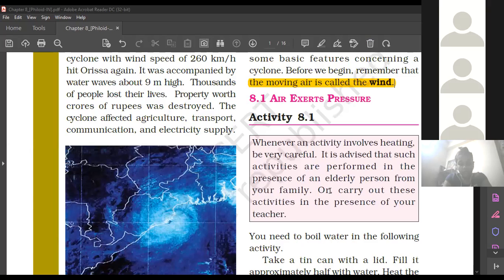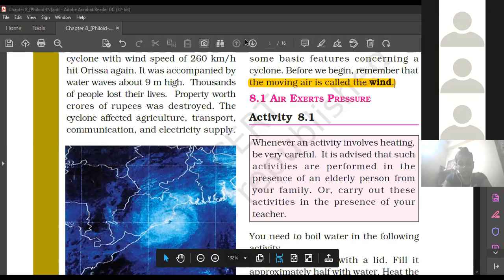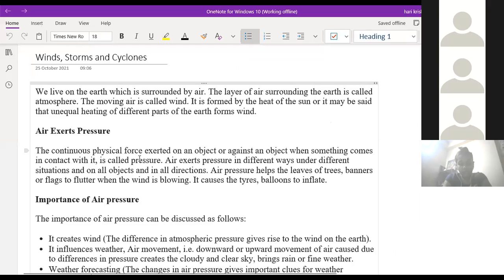Okay, air exerts pressure. How will the air exert the pressure? Can you tell me some common examples? First, what is pressure? Sir, air pressure is the pressure exerted by the air on the Earth's surface. Okay, so we'll come back to this. First, we'll read the first paragraph.